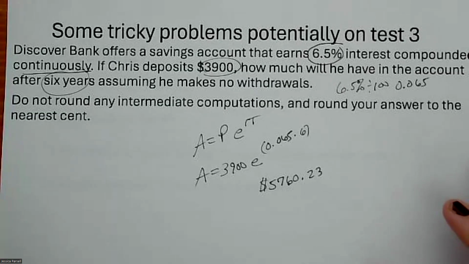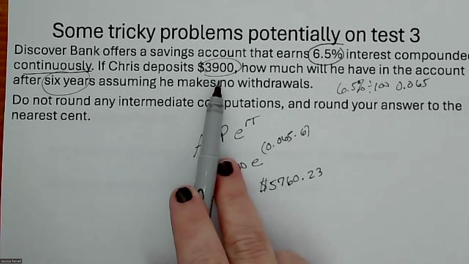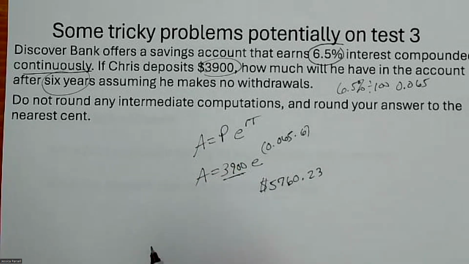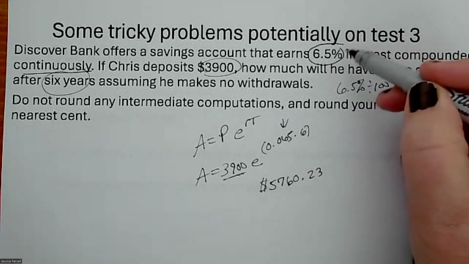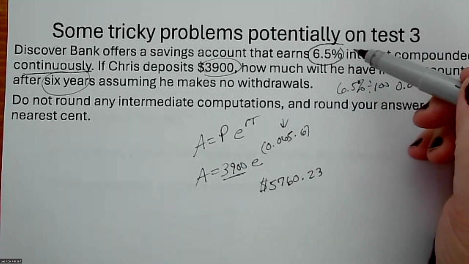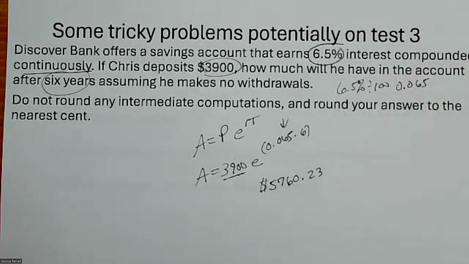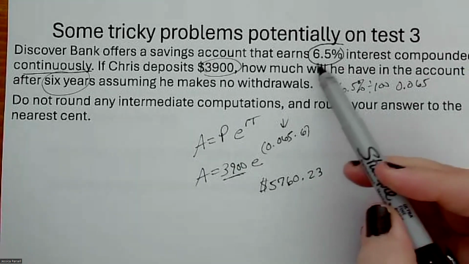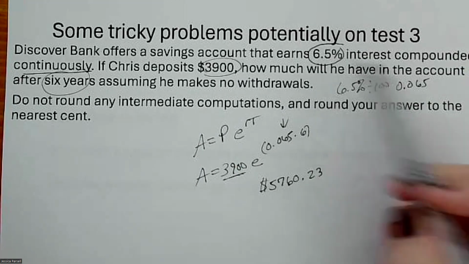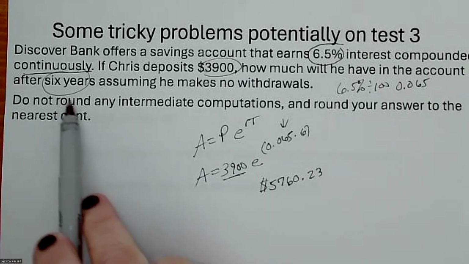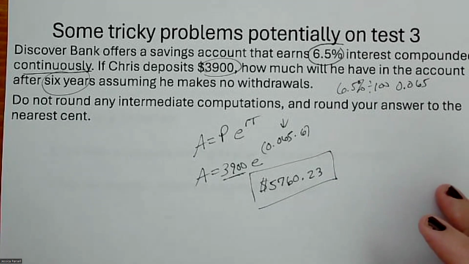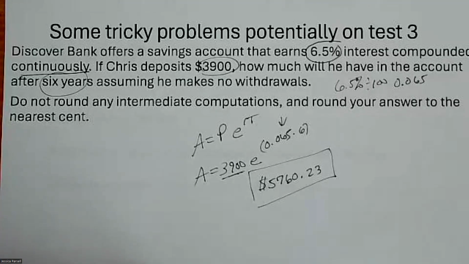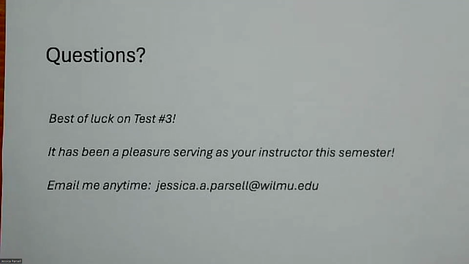Beautiful. Okay, so Chris comes in with $3,900, right? Drops it in the Discover Bank. They say I'm going to give you 6.5% interest, which still is more interest than most places are paying right now. I'm making this video right now. This is 2024. You'd be lucky to get 2% interest at this point. After 6 years, he walks away and he comes back and he takes his money out and he has $5,760.23.